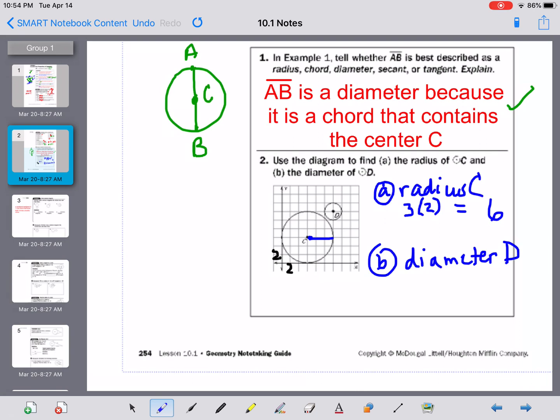For D, it's easiest to go with the radius here. My radius is 1, but each of those lines is actually 2, so it's 2. So my diameter is going to be twice that, so 2 times 2 will be 4. So make sure that you pay attention to the scale of those graphs.